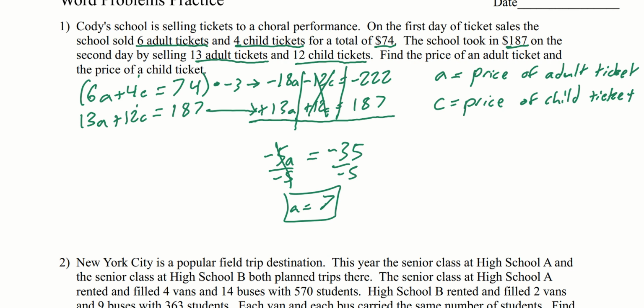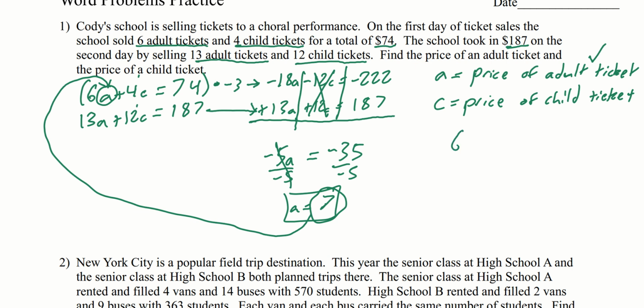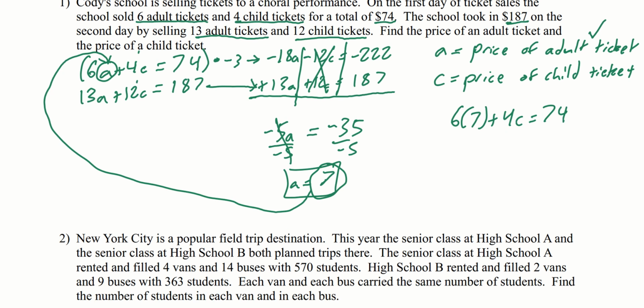So we found what the price of an adult ticket is, and now we need to find what the price of a child ticket is. Remember, the way that we can always find the next variable is take what you just found and plug it back into one of the equations that you have. So I'll go ahead and actually just choose the one that we started with, because that'll give me the simplest multiplication to deal with. So I'd plug this back into that first equation, which would now say 6 times 7 plus 4c equals 74. 6 times 7 is 42 plus 4c equals 74.